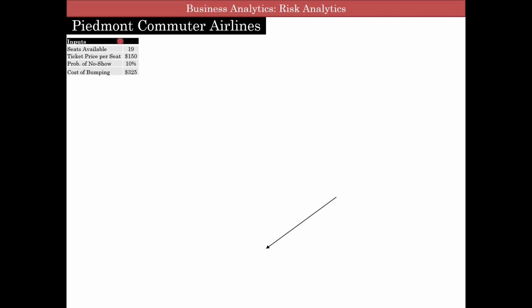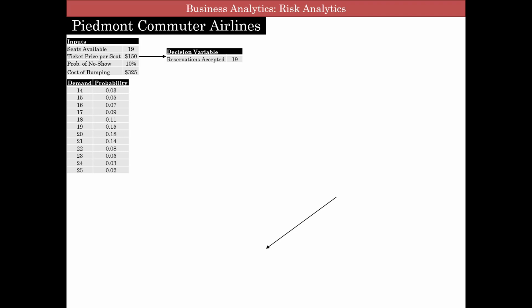So first, let's put in the inputs we have. We have 19 seats available, ticket price per seat is 150, probability of no-show is 10%, cost of bumping is 325. We are also given the probability of demand here. This is essentially a discrete distribution. If you add these probabilities up, it should come to 1 or 100%. So your decision variable is how many reservations should you accept? 19, 20, 25? No good doing more than 25. You should do at least 19.